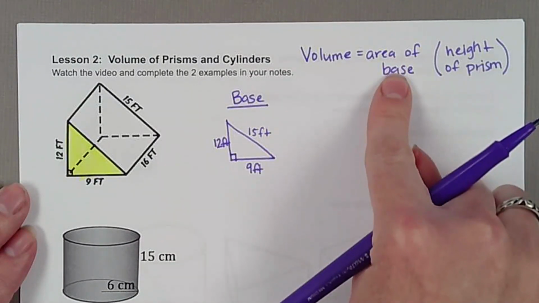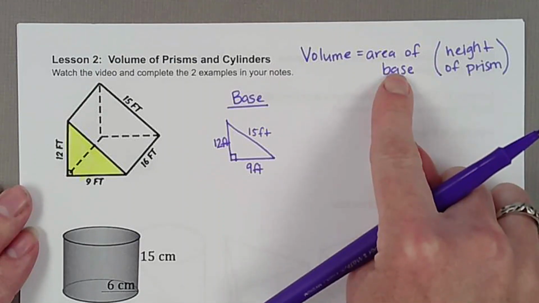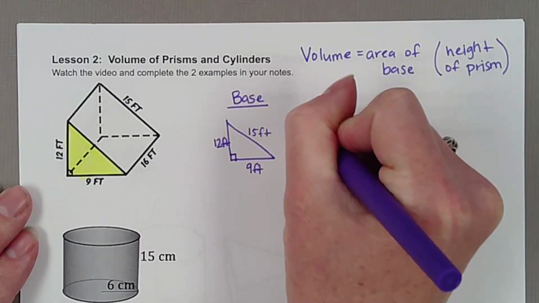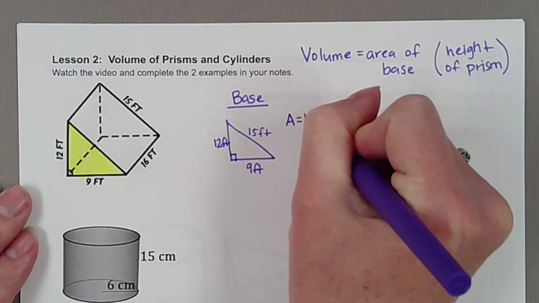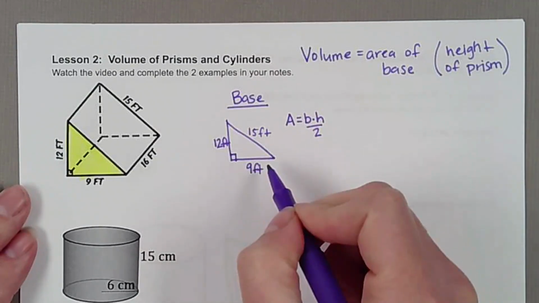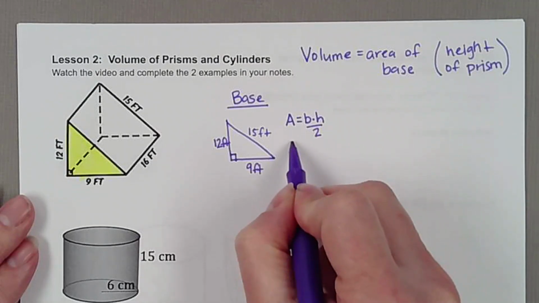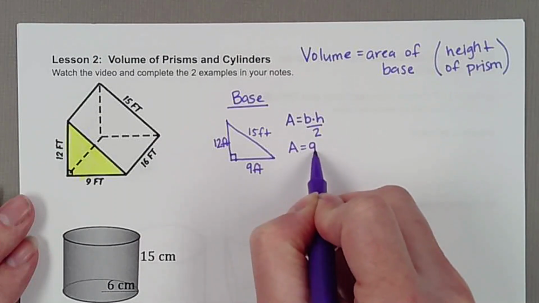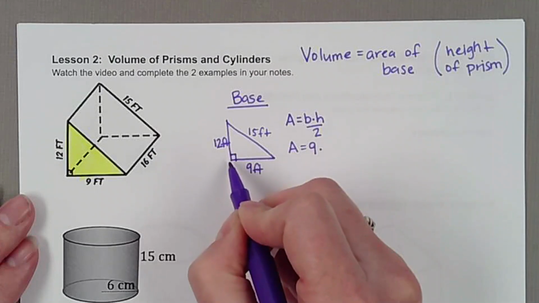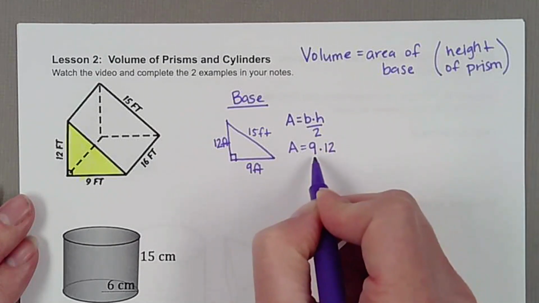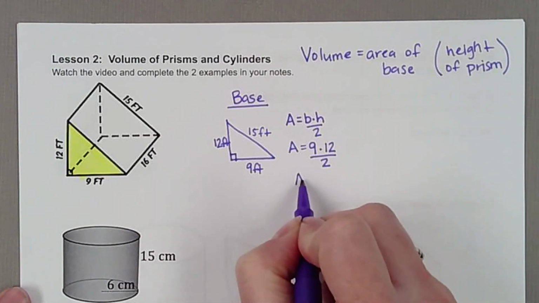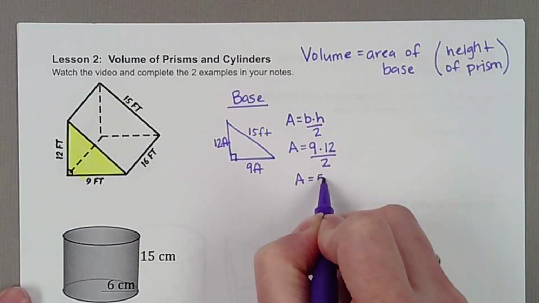What I need to do, according to my formula, I need to find the area of the base. The base is a triangle, and I know that the triangle formula would be base times height divided by 2, because that's the formula that goes with a triangle. When I look at my triangle, it looks like the base is 9. The height of my triangle is 12. And then, because of the formula, it says I have to divide by 2. When I type that in my calculator, I found out that the area is 54.